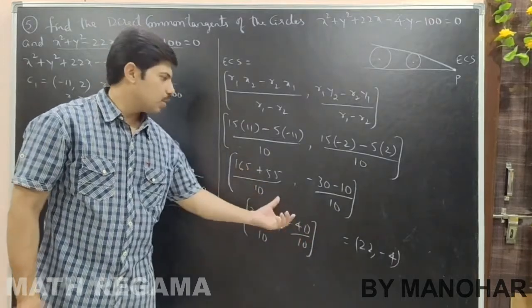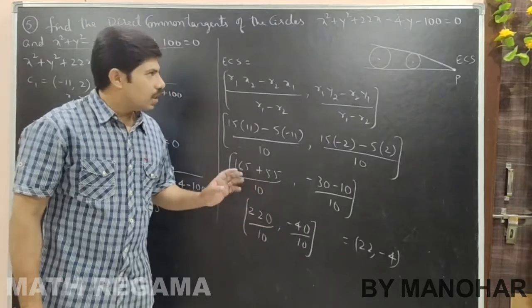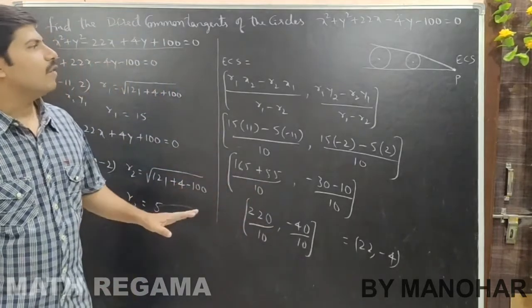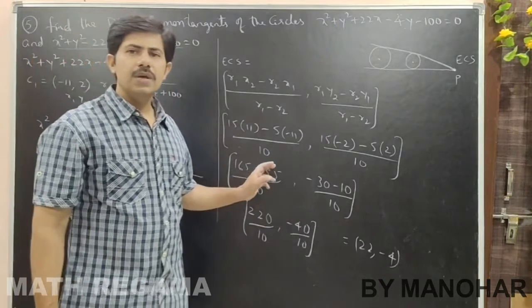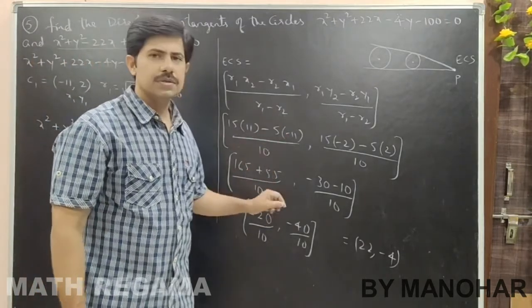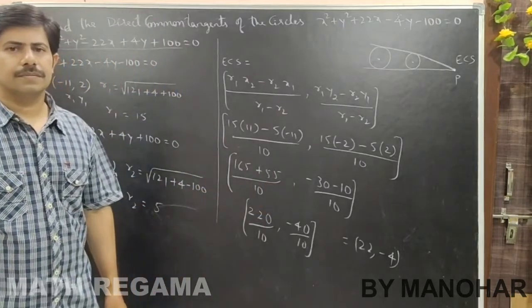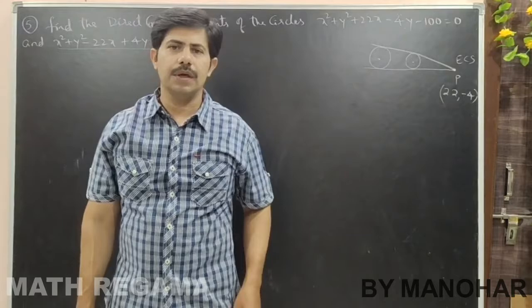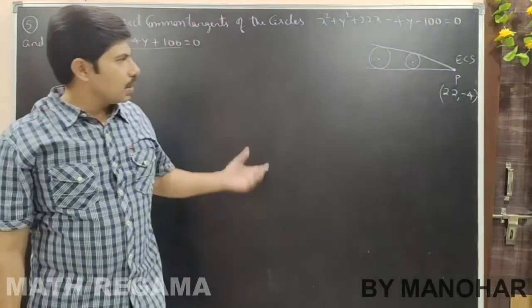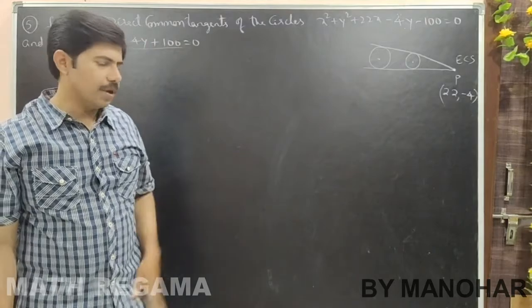So what is the point? What is the ECS we are getting? 22 comma minus 4. Now after getting ECS, what we do is we find out the equation of direct common tangents. So first you note down this, then we'll find. Okay, so we got the point of contact. Now we'll find out the equation of direct common tangent.